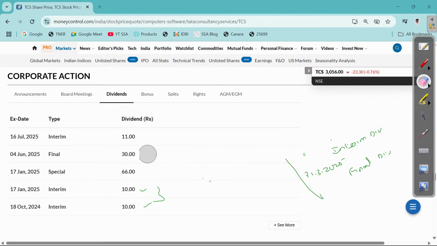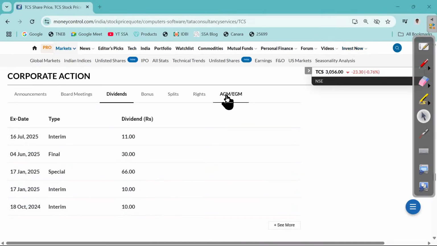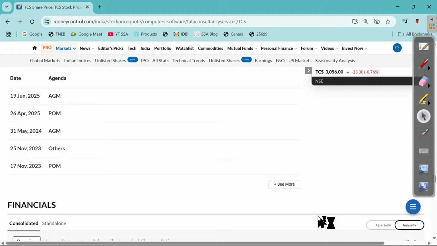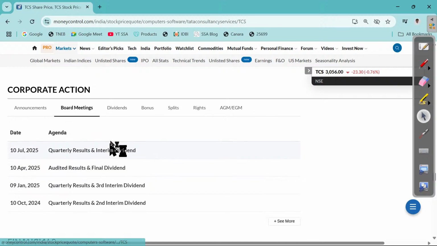So first you need to understand how to read the statements. As financial experts, you need to understand how to read the financial statements. Then you can make money out of it easily. Usually, how is this stated in the AGM reports? Board meetings, right? Quarter results and this one.